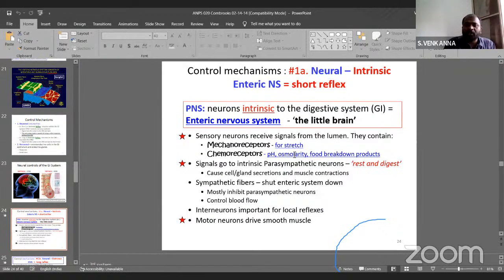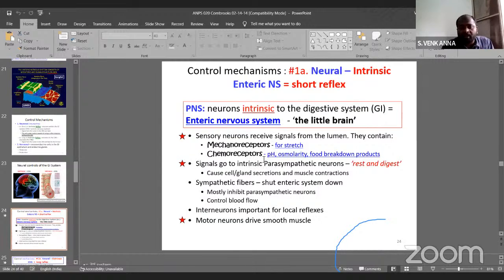The sensory neurons receive signals from the lumen. The lumen's main function is the releasing of sensors. What of sensors? How much is the absorption, and how many hormones are being released, in what quantity. Each and every sensor receives signals from the lumen. They contain some mechanoreceptors and chemoreceptors.